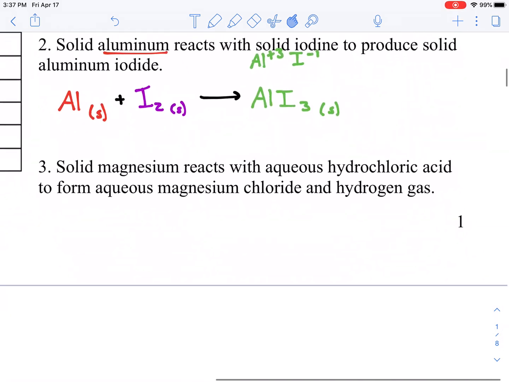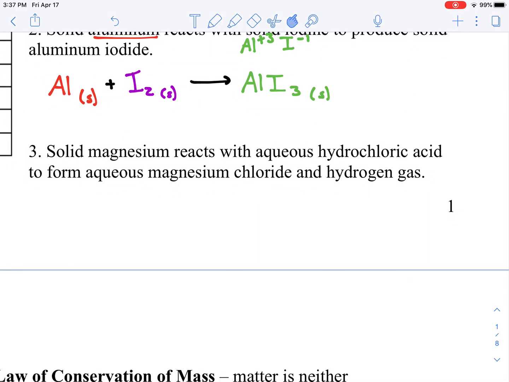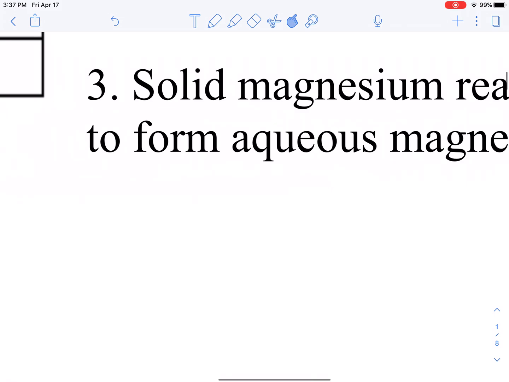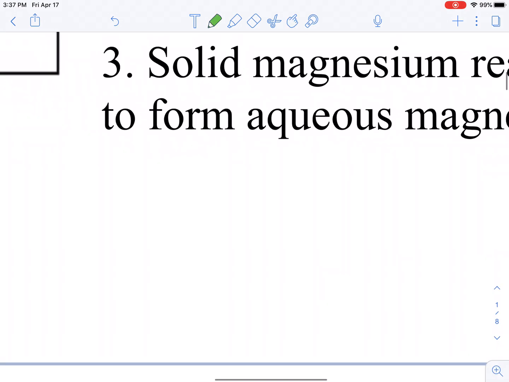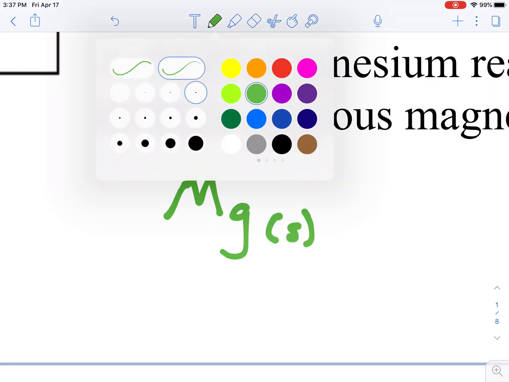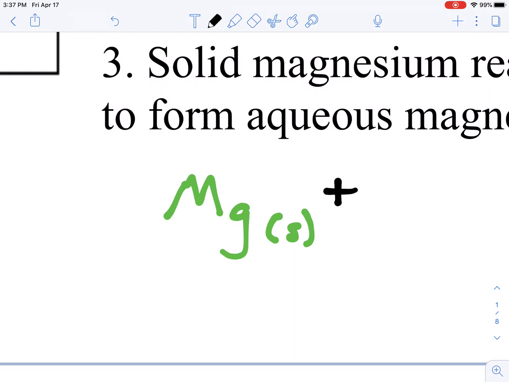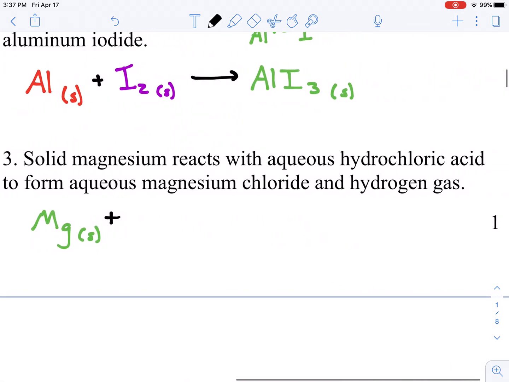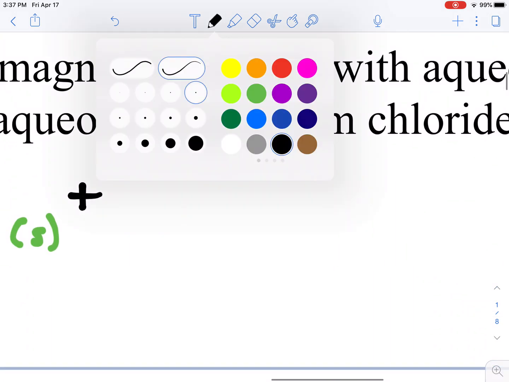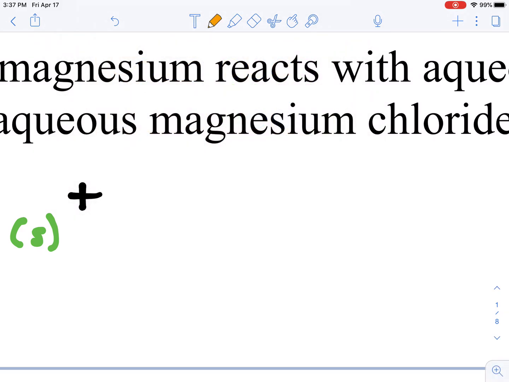Finally, jumping down to number 3. Number 3 says we are reacting solid magnesium. So magnesium is Mg. It is a solid, so we'll put the S. It is not a diatomic, so we don't need a 2. Solid magnesium is reacting with aqueous hydrochloric acid. So hydrochloric acid, if you remember back to your naming, is hydro, so it's binary. It's H plus Cl, so it's HCl. This is aqueous.